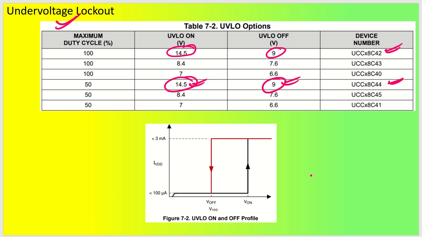If you want a lower working voltage, then you can go ahead with 45. Understood? Or even 43. But 43 will be working with 100% duty cycle, and these will be working with 50% duty cycle. So I prefer these devices with 50% duty cycle.